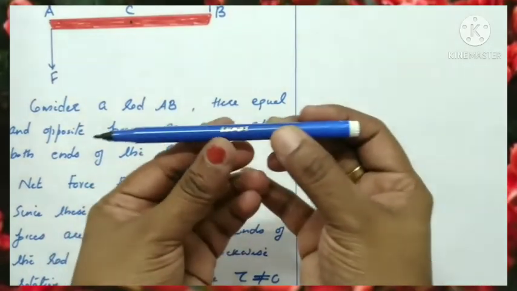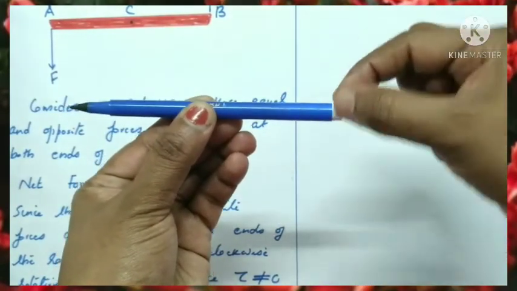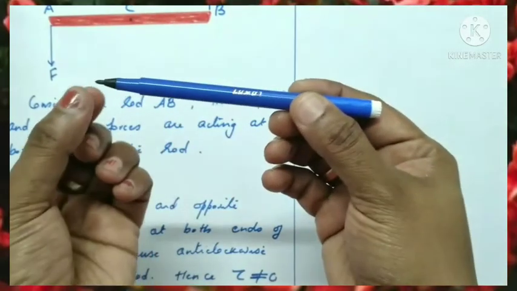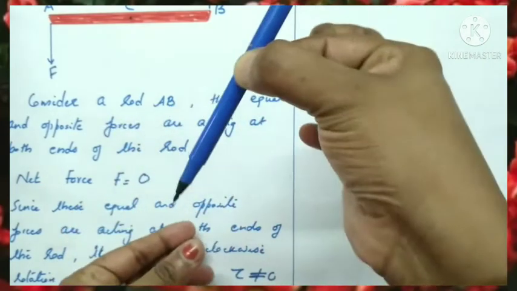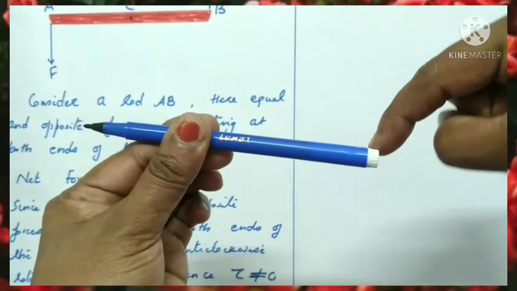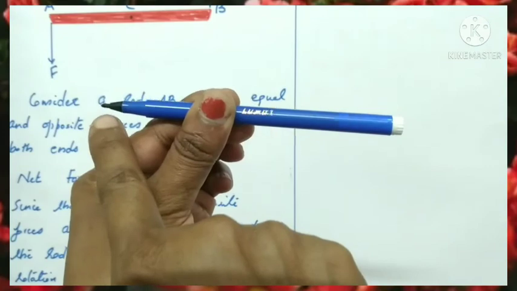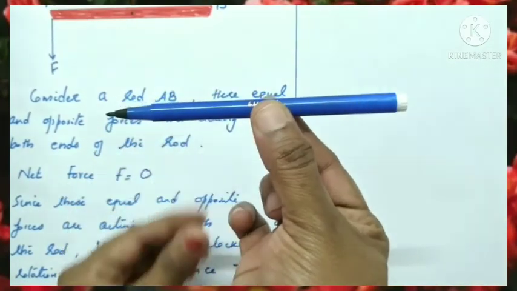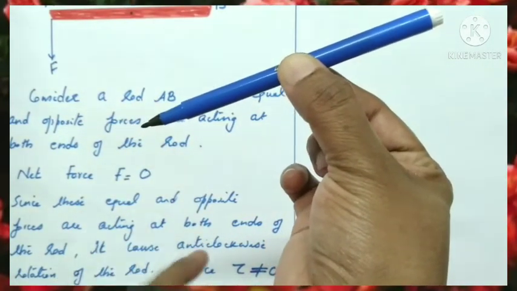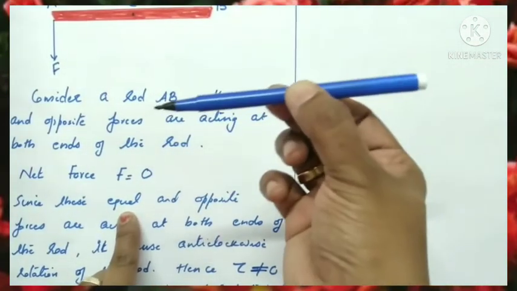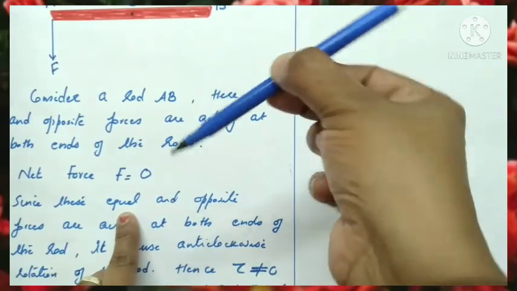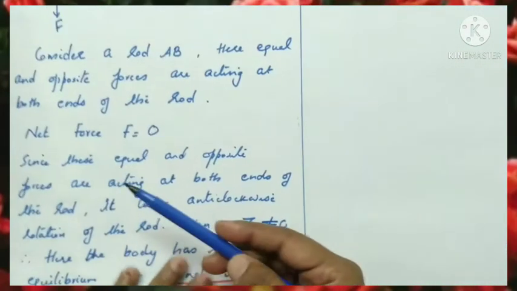For example, this is the rod. Here one force is acting in the upward direction, another force is acting in the downward direction. So what happens to the rod? The rod rotates, because here a force is acting upward and here a force is acting downward. Therefore the rod begins to rotate. In which direction? It rotates in the anti-clockwise direction. So that is explained here.